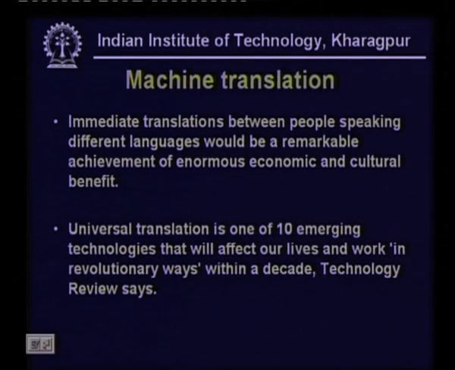In machine translation, if we could have immediate translations between people speaking different languages, that would be a remarkable feat, and it has very wide-ranging economic and cultural implications. In the world today, there are people speaking so many different languages, and we do not understand the languages of many other people.